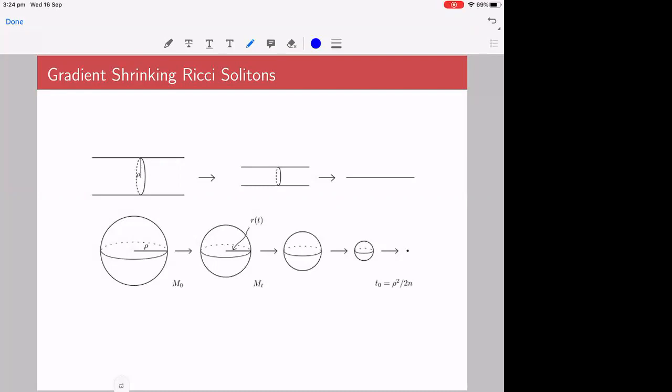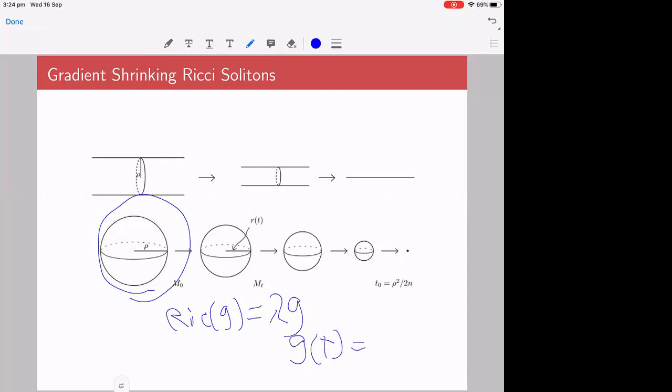So the sphere, of course, is just an Einstein metric. Ricci curvature does actually equal lambda times g for some lambda strictly positive. And so what that means is that this metric shrinks, the solution being 1 minus lambda t times g naught. Now, the shrinking cylinder, on the other hand, it's a bit more tricky.